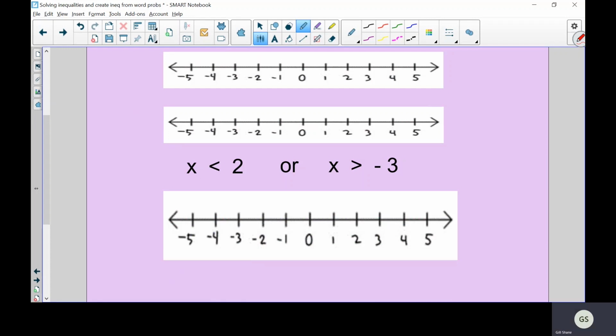Those are just multiple graphs for me to use, but this is what we're going to be graphing. So you're going to put both of those on one graph, then we're going to create the final one.